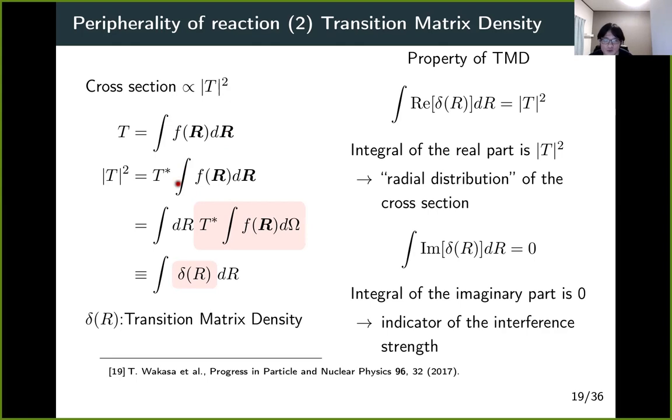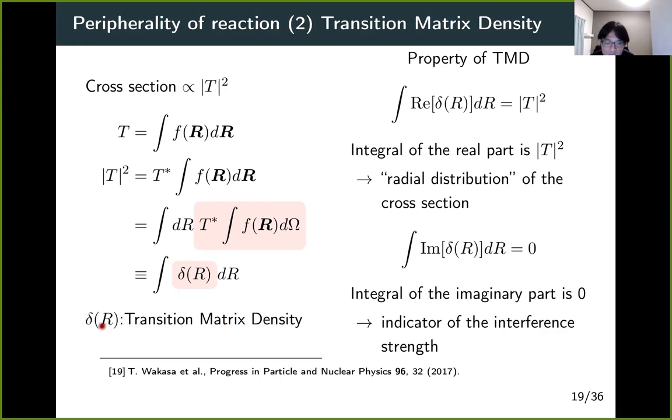If we put this t star inside, and again integrate only over the solid angle, and define this squared term as delta, then t squared is just a one-dimensional integration over this function delta. This is not the Dirac delta function. So this delta of R is what we call the transition matrix density.